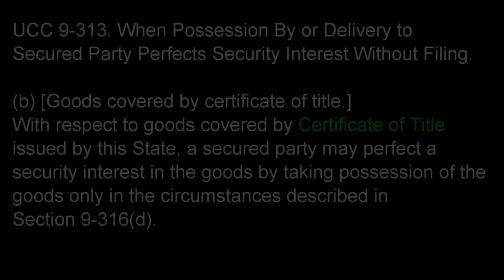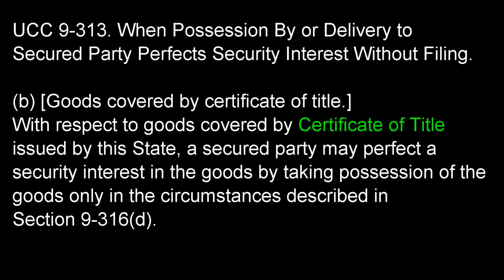Okay? And so here we see that with the collateral, if it's a certificate of live birth, possession of the authenticated record is perfection in the security interest of that. All that's needed after that, according to Rule 220, is the affidavit of ownership attached to it. B reads something really interesting as well, which is goods covered by a certificate of title. With respect to goods covered by a certificate of title issued by this state, a secured party may perfect a security interest in the goods by taking possession of the goods only in the circumstances described.